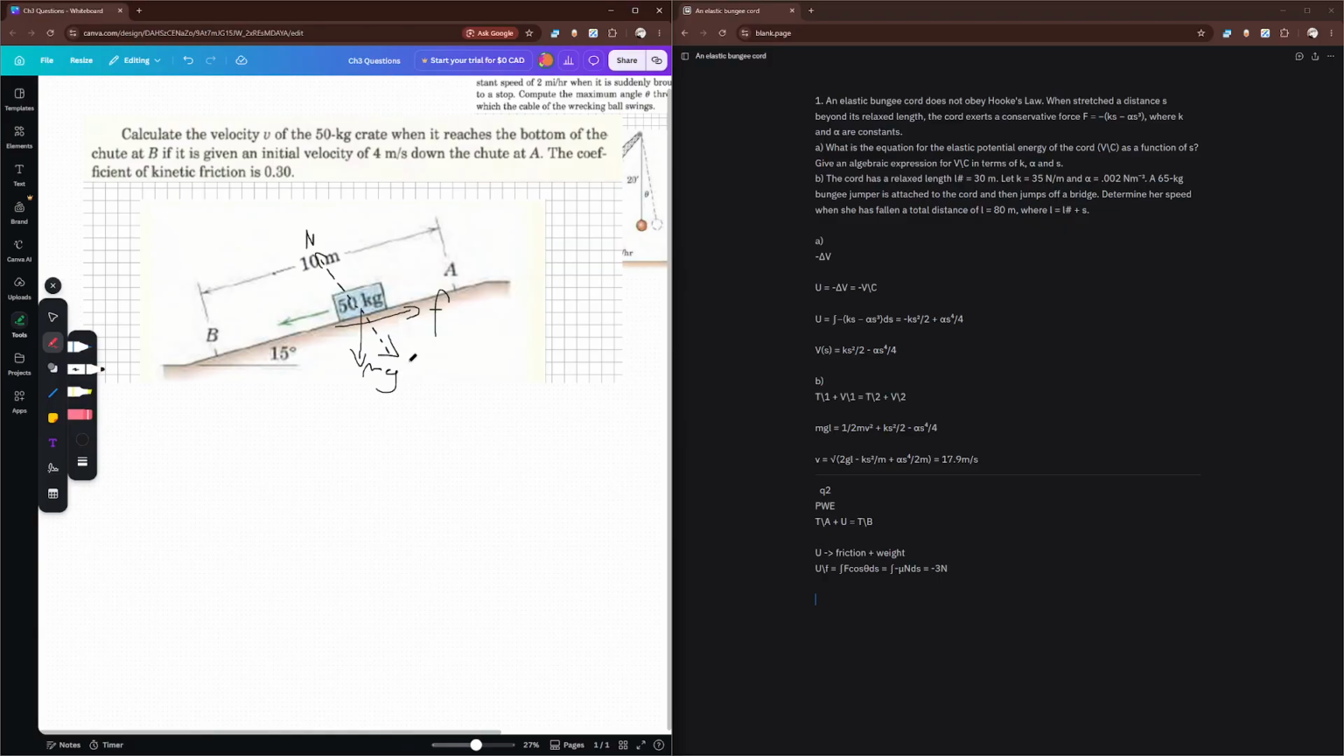Yeah, so N is equal to mg cosine 15. There's theta, cosine 15. So N is equal to mg cosine 15. So we can take this and plug it into our equation like so, which gives us a value of, let me see, negative 3 times 9.81 times mass 50 cosine 15, negative 1421. Negative 1421.